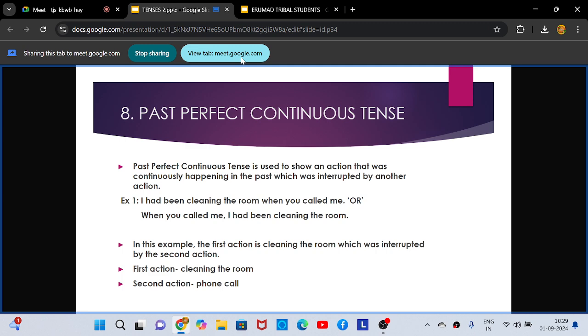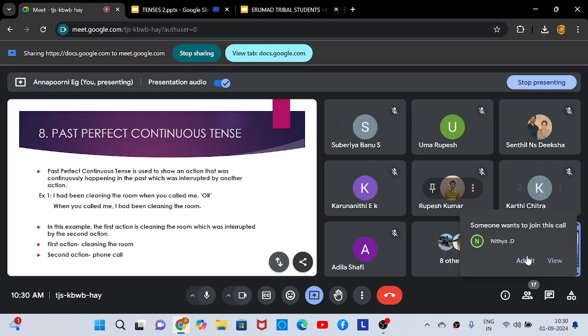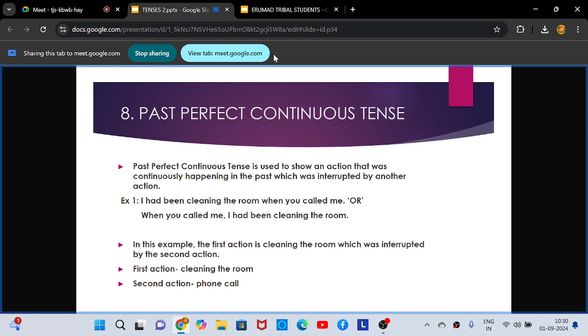For example, if two people are talking and one person comes and interrupts, it means why are you interrupting our talk? ஏன் எங்க பேச்சுக்கு நடுவில் குறுக்க வர? Interrupting means குறுக்க வருது. So what happens if one action had been taking place continuously in the past, another action comes and interrupts this first action. In that situation, we use past perfect continuous tense to show that first action that was happening continuously. Okay, so past perfect continuous tense is used to show an action that was continuously happening in the past which was interrupted by another action.